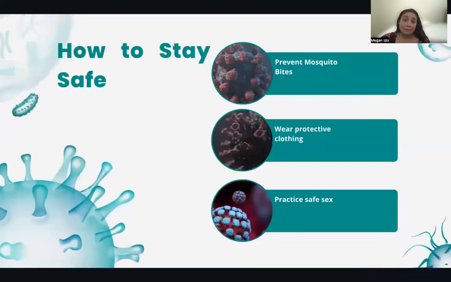How to stay safe. You need to prevent mosquito bites. This means bug spray, make sure it has DEET in it. That is what keeps them away and kills them when they come in contact with you. Wear protective clothing. So if you're in an area where there's a lot of mosquitoes, try to wear long sleeves, hats, pants. If you're working in the garden, wear gloves. Just like extra precautions. Don't forget your sunscreen.